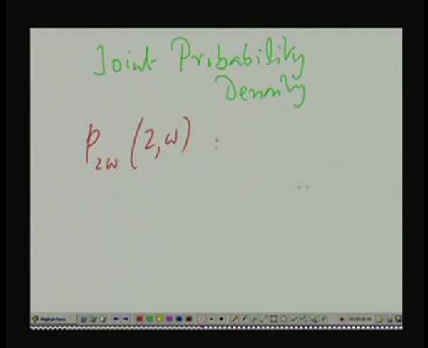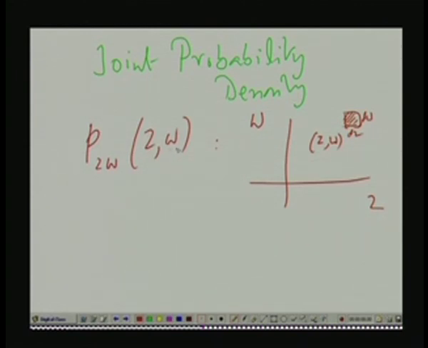What is the physical meaning of it? In the ZW plane, there is a point capital Z, capital W. Around that there will be a small area. So the probability of Z comma W falling in this area will be equal to this function P ZW of Z comma W times dz dw. This is dz, this side is dw. So dz dw. This function is then called the joint probability density, that is as per definition.